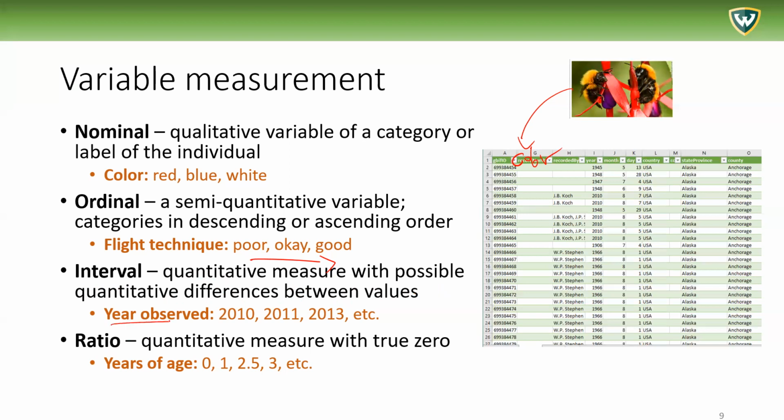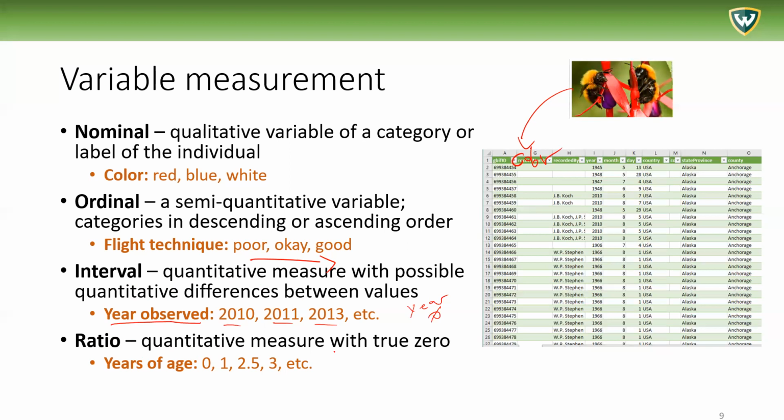For example, year observed, let's say the year that we observed the bees, maybe 2010, 2011, 2013. And we can actually carry out mathematical manipulations on these numbers, like 2011 minus 2010 equals 1 year difference. We can observe the differences. But the key thing here is the 0: year 0 is not actually no year at all. Year 0 is a particular year. So it gets complicated if you try to do other kinds of mathematical manipulations. And that's why we differentiate the interval from the ratio.